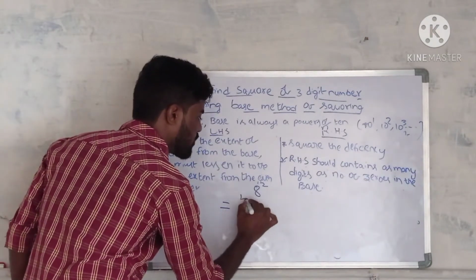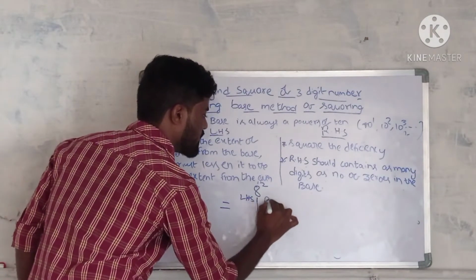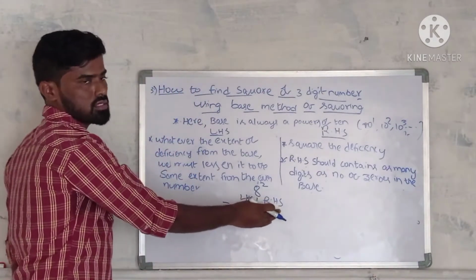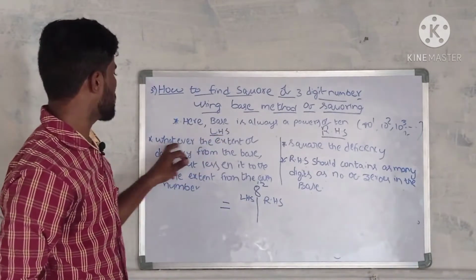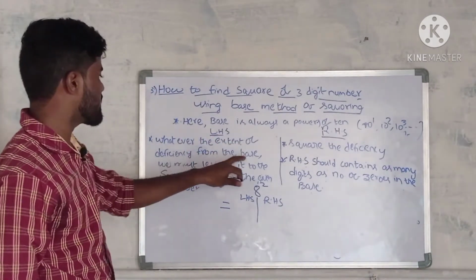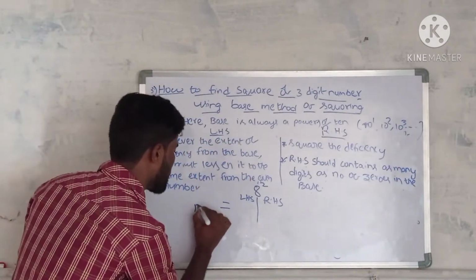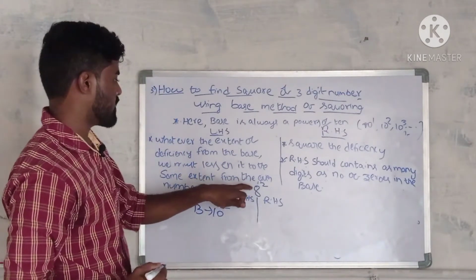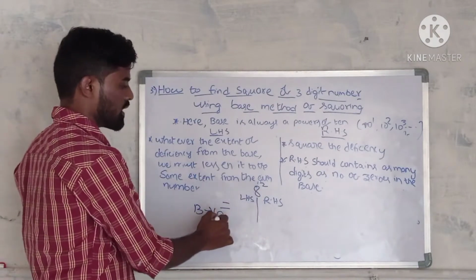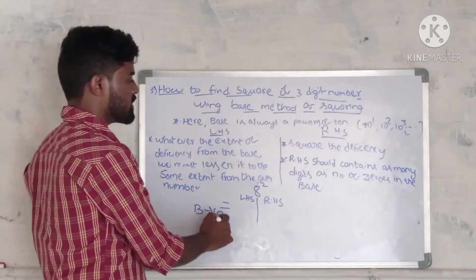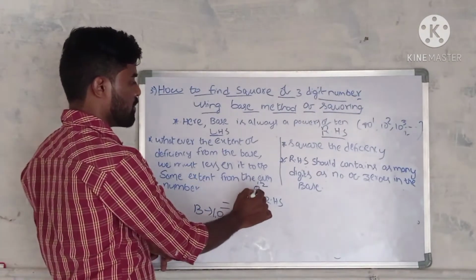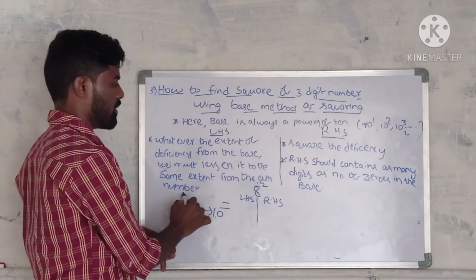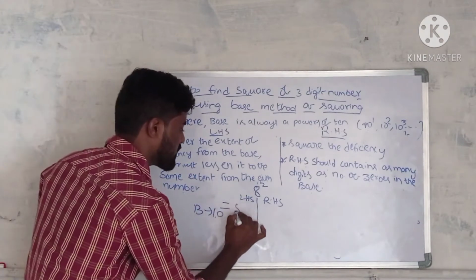We will divide the answer into two parts, LHS and RHS: left hand side of the answer and right hand side of the answer. The LHS rule says that whatever the extent of deficiency from the base, here the base is 10, 8 is 2 less than 10. That means we have to reduce 8 by 2. We must lessen it to the same extent from the given number. That means the LHS part is 8 minus 2.